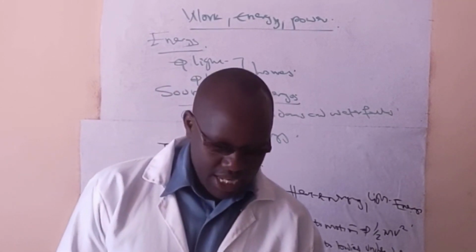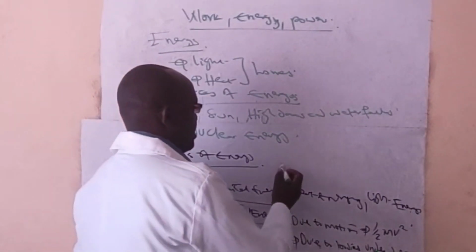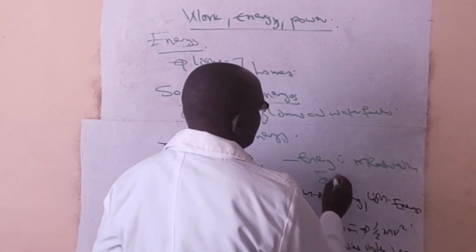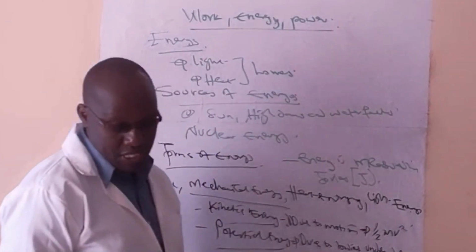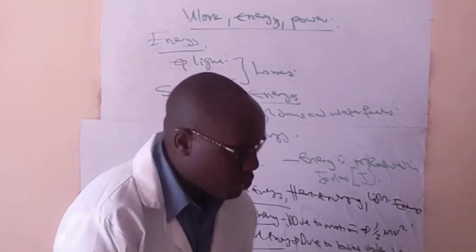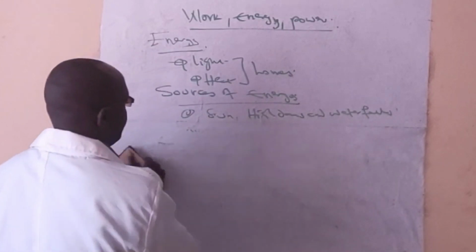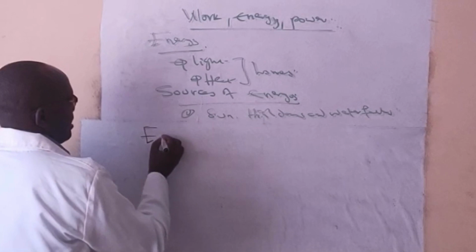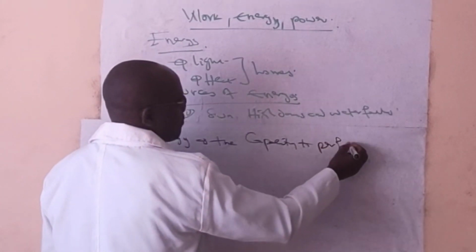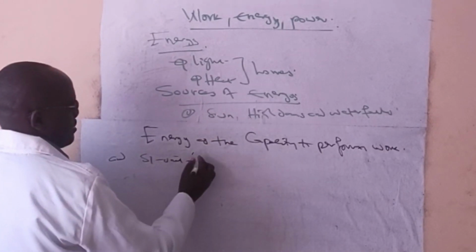Before we look at the second subtopic, we also say energy is measured in joules. When you are talking about energy and work, you usually say energy is the capacity to do work. You can define energy as the capacity to perform work, and the SI unit is joules.